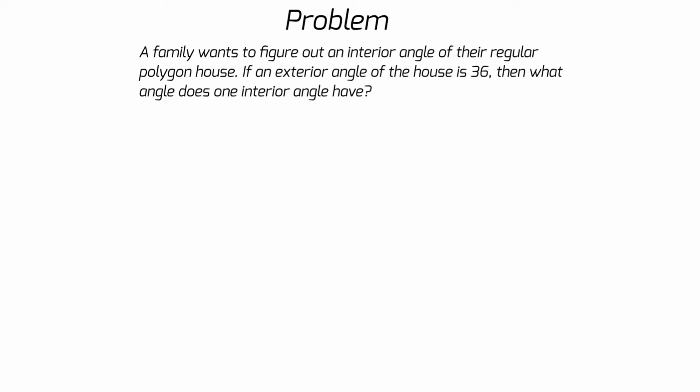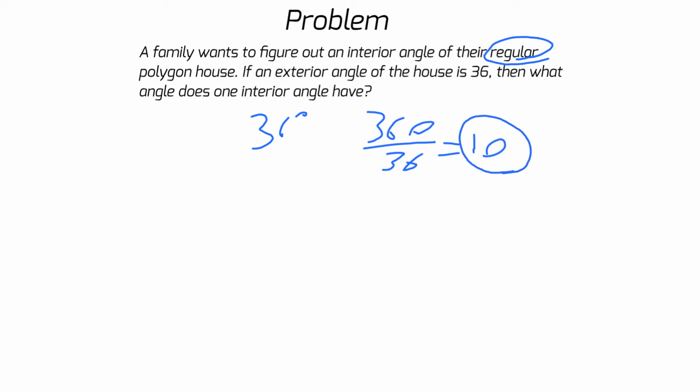Alright, so we see our only given is 36 degrees, which is an exterior angle, but also remember that this is a regular polygon. So what we can do is take 360 degrees divided by 36, which equals 10. Now that we know 10, which is the number of sides of the house, we can use this to find the answer.